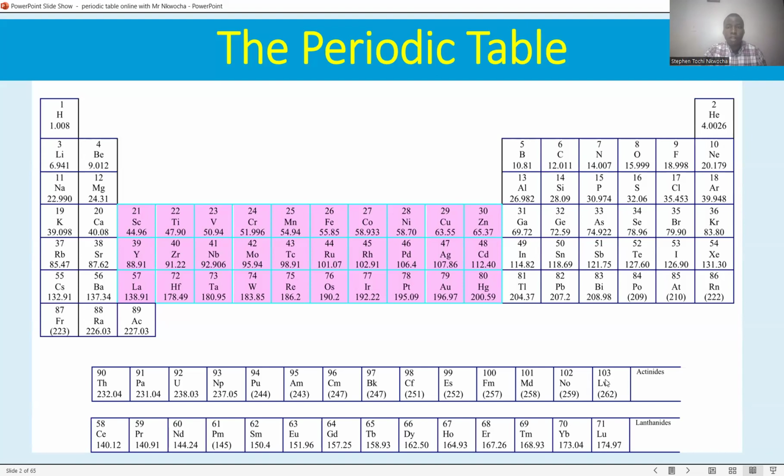Okay, so this is the periodic table showing how the elements are arranged in rows and columns. As you already know, the vertical is the group, while the horizontal is the period, okay?